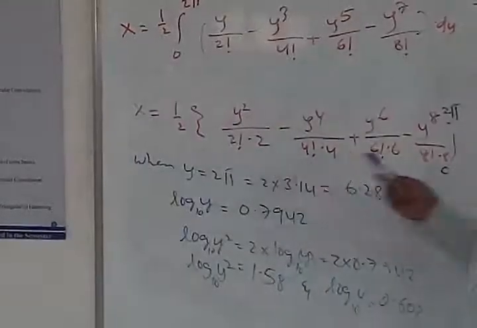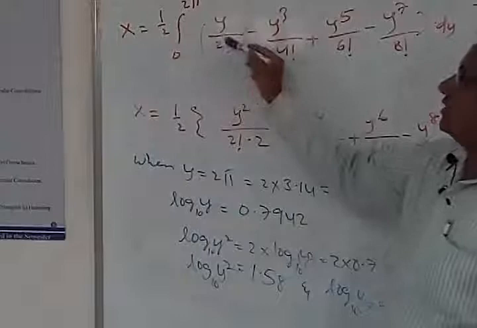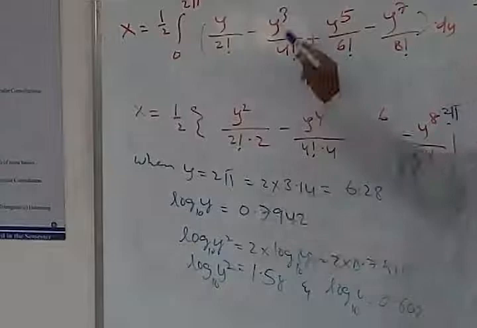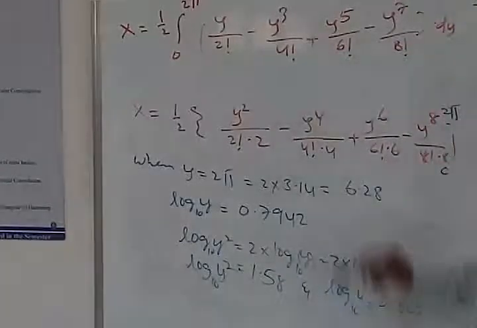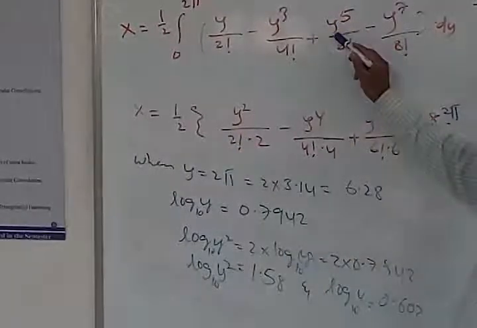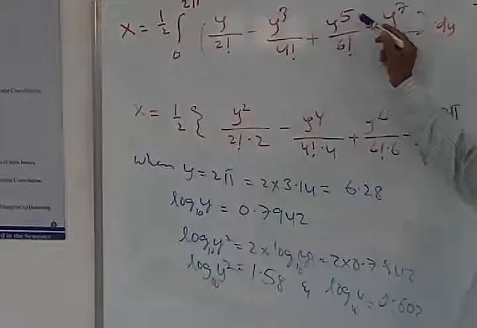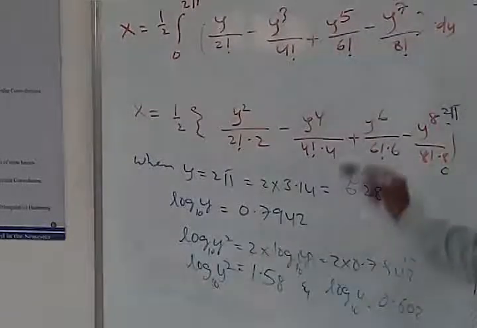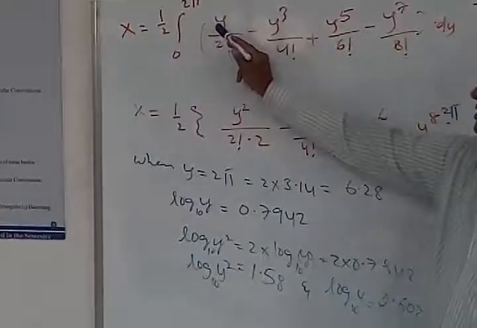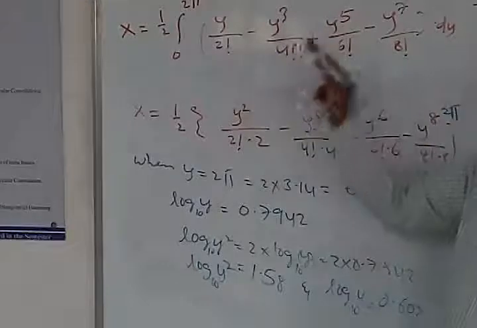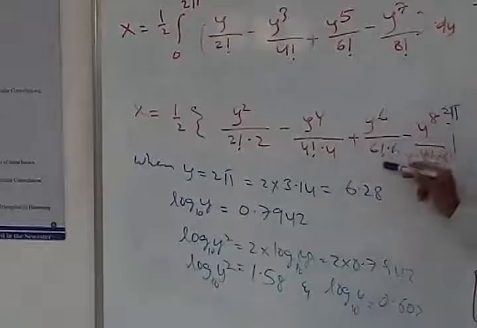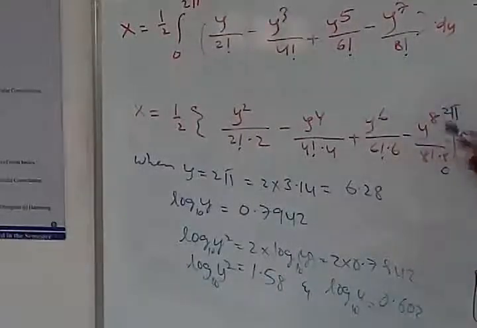Now let us solve this equation. Once you integrate this, what is the integration of y power 1? Integration of y power 1 is y square by 2. Integration of y power 3 is y power 4 by 4. Integration of y power 5 is y power 6 by 6. So it is going to be y to the power n plus 1 by n plus 1. That is the formula we have. So using that formula we can expand this. Therefore I will be getting y square by 2 factorial into 2, and here y cube by 4 factorial into 4, like that y to the power 6 by 6 factorial into 6 minus y to the power 8 by 8 factorial into 8.